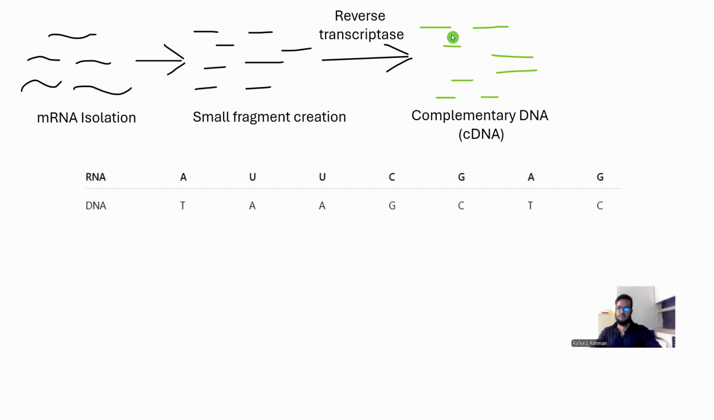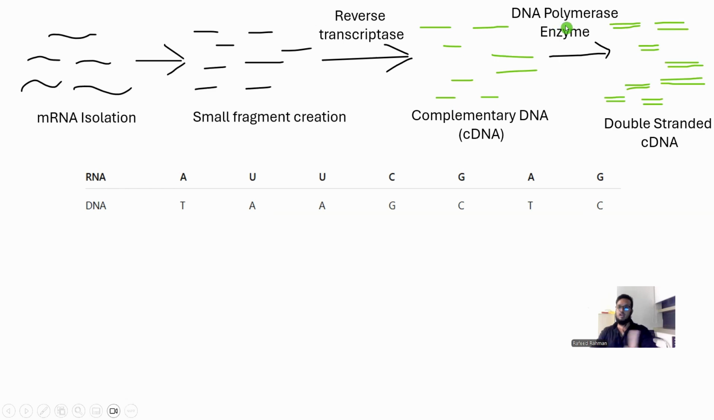But these are single-stranded DNA and not very stable. So obviously we are going to use our very famous DNA polymerase enzyme. We talked about it in the previous lecture as well when we talked about DNA replication. So DNA polymerase enzyme will create the complementary strand of these DNA strands. It will make the very stable double-stranded cDNA.